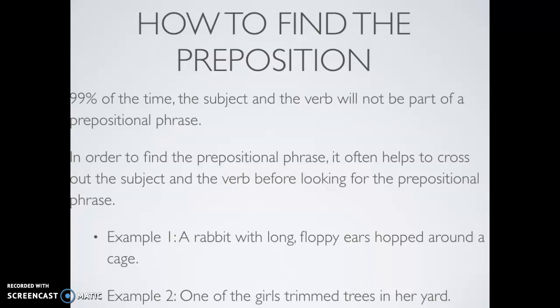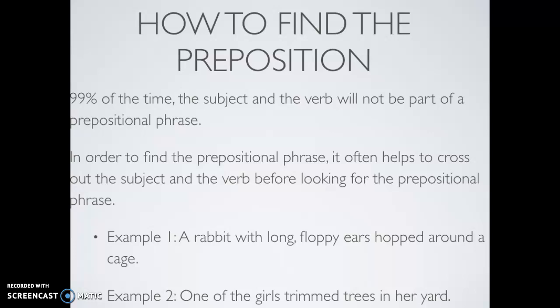So for example, a rabbit with long floppy ears hopped around a cage. Well, who or what is this about? It's about a rabbit. And what did the rabbit do? It hopped. So that leaves with long floppy ears and around a cage, and those are my prepositional phrases.